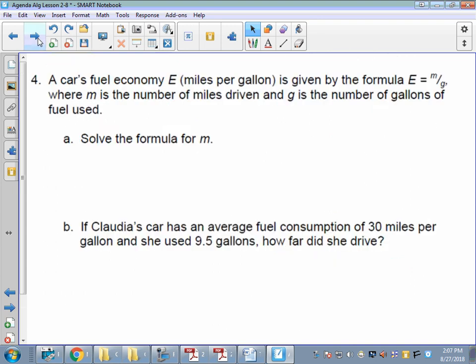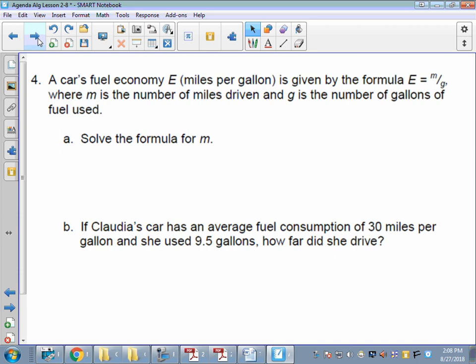Okay? Let's do a practice problem with a word problem here. We've got a car's fuel economy, and they're going to call that capital E, and that's your miles per gallon. That's given by the formula E equals m over g, where m is the number of miles driven and g is the number of gallons of fuel used. So they give you a lot of stuff here. So let's solve the formula for m.